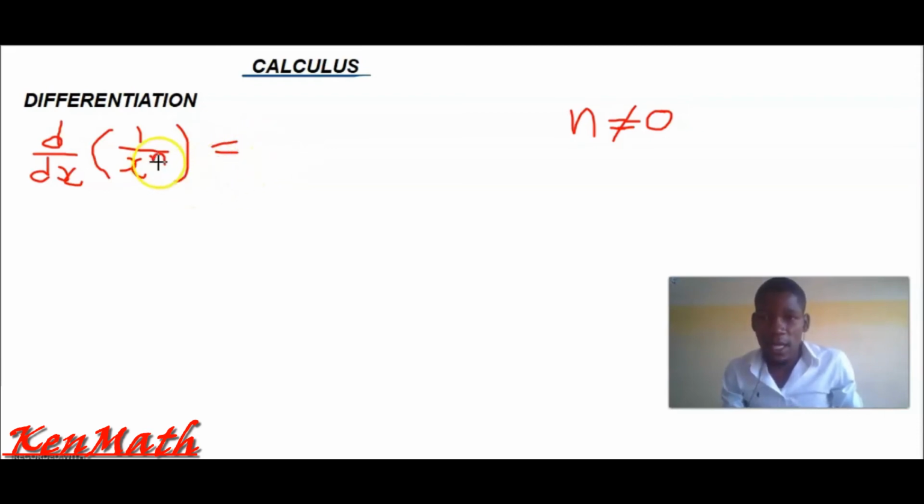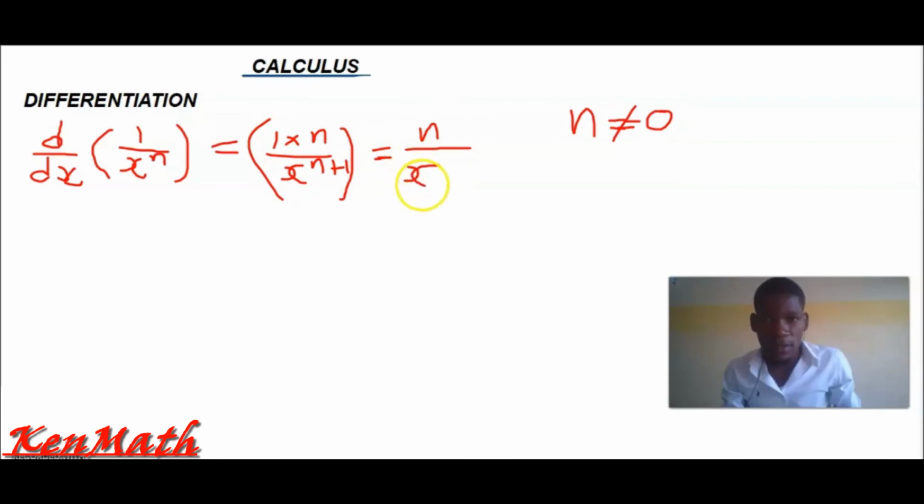So what does this one give us? We are going to multiply with the power, so the numerator is 1 times n, and then over x, from this n as the power, we add 1, so it will give us x to the n plus 1. That's what we get when we find the derivative. In other terms, 1 multiplied by n is n, and then over x to the n plus 1.